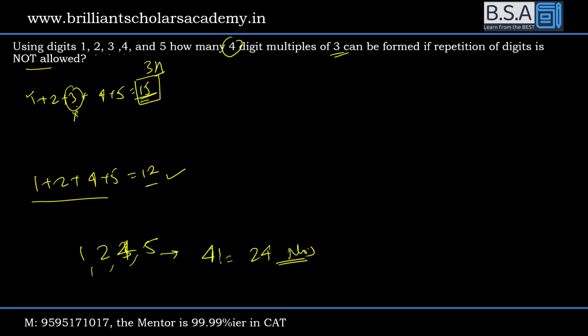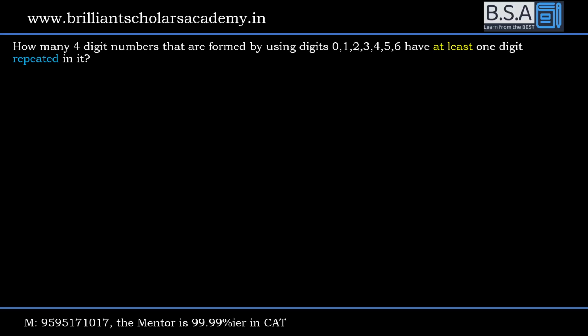चलो मूविंग ऑन। This is the kind of question you can see in CAT nowadays. ये CAT का replica है। Read the language, break it down to your level of understanding and solve. How many 4-digit numbers that are formed using digits 0 1 2 3 4 5 6 have at least one digit repeated in it? At least one digit repeated in it.